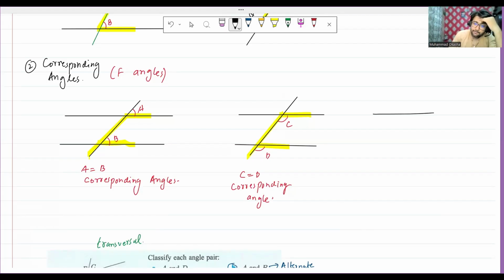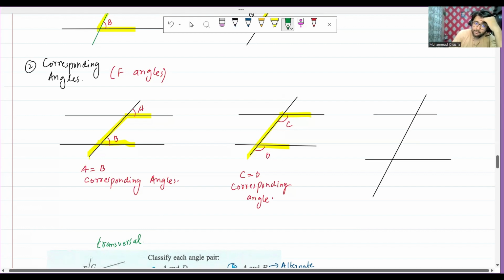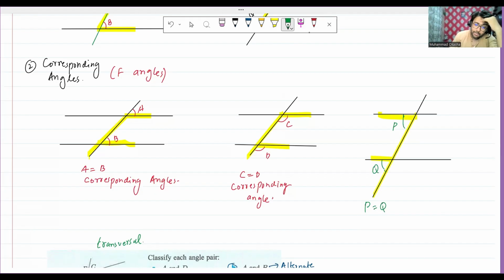You can draw the F the other way around as well. This F can also work this way. This is also an F. So outside is equal to outside. I'll call it angle P. I'll call it angle Q. P is equal to Q. Why? Because they are corresponding angles.